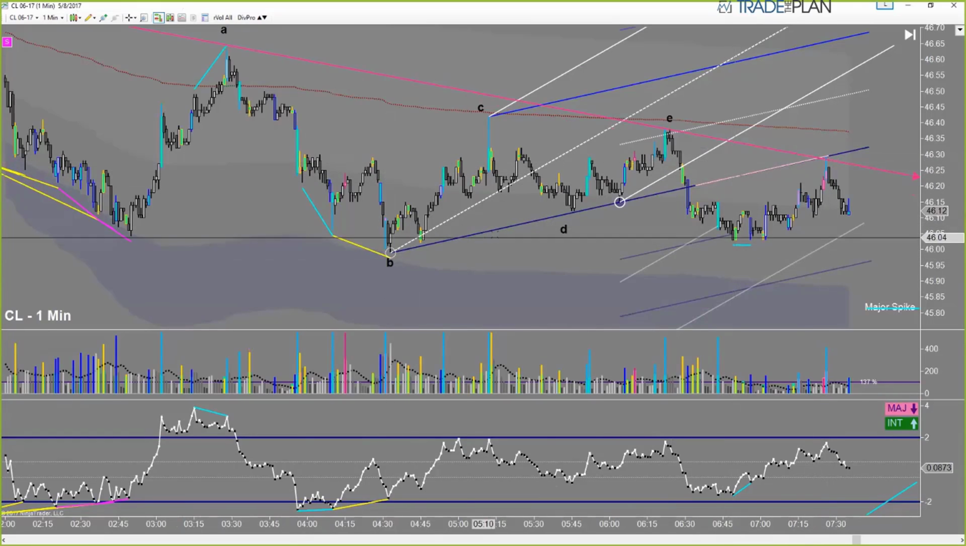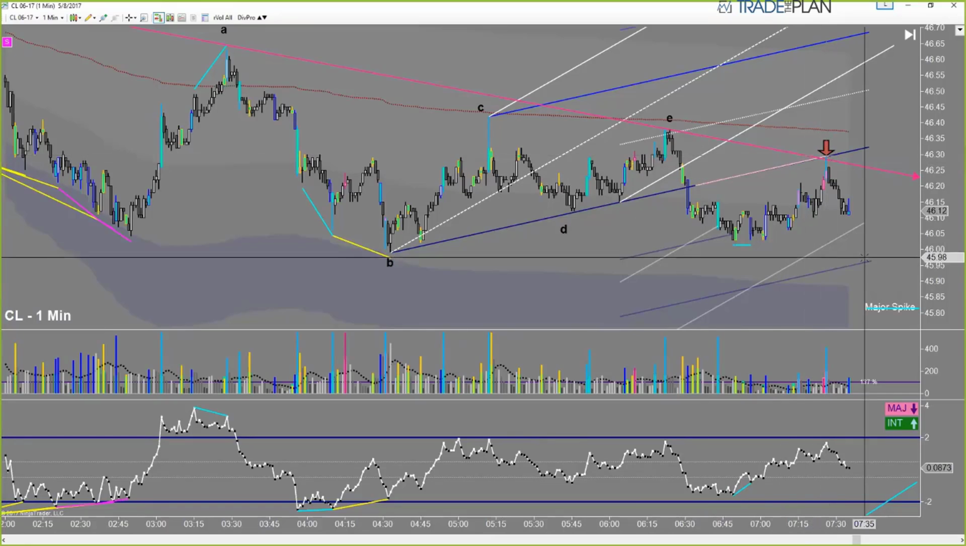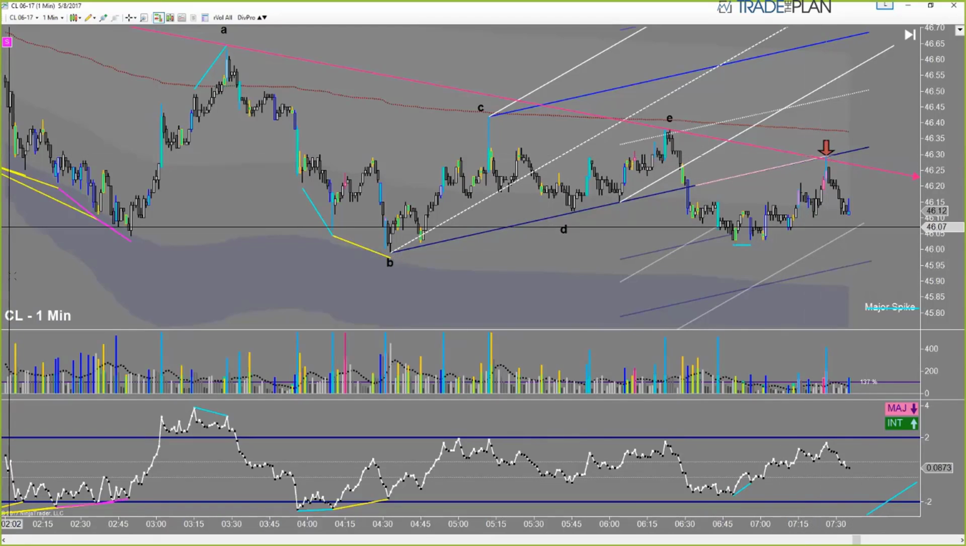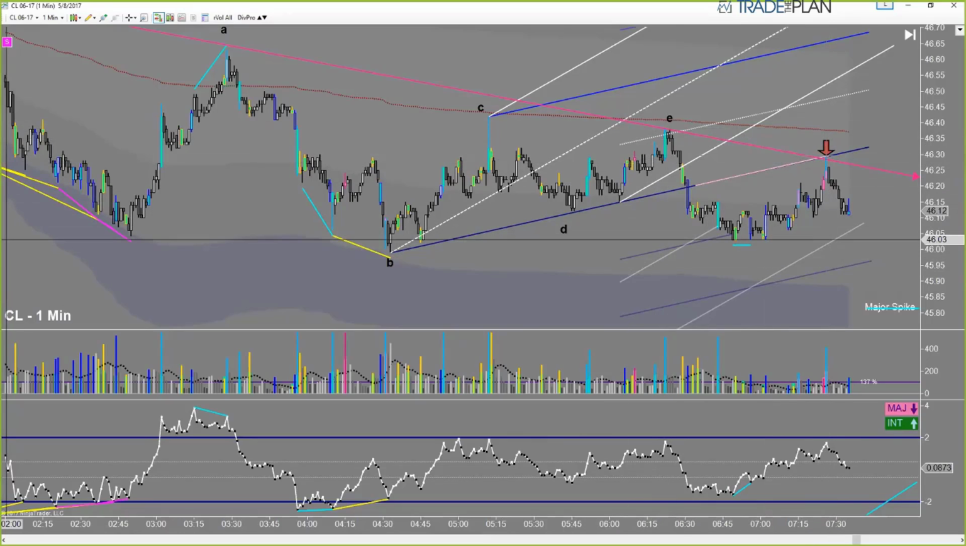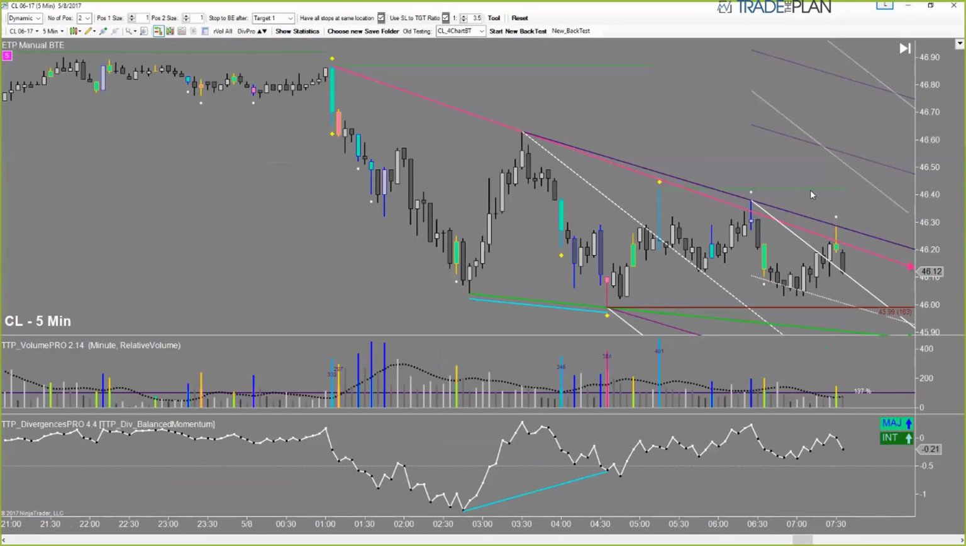So this was the last uptrend line, right? We broke out of it and we pulled back to it right where those two intersect. And that's a pretty nice looking spot there. So if I didn't take it here, then I'd be taking it right there for the sake of this back test.